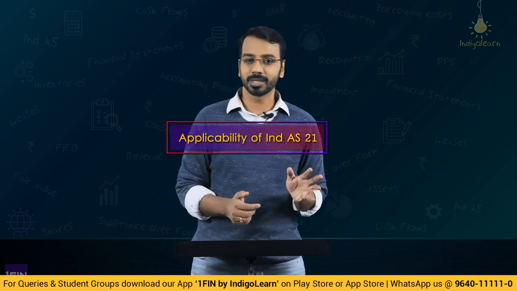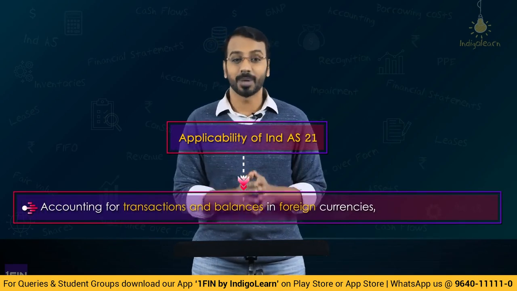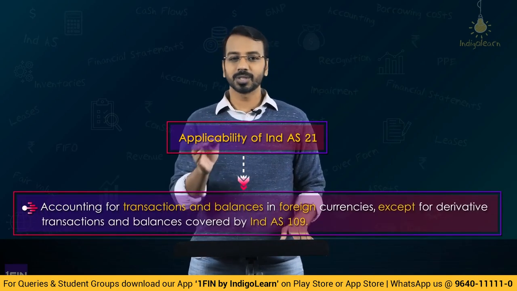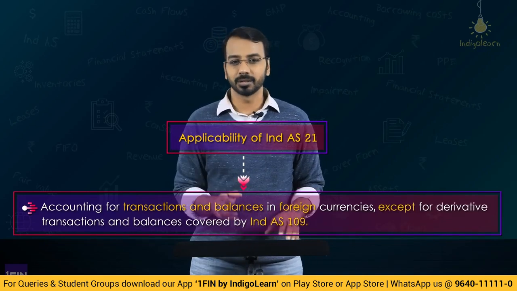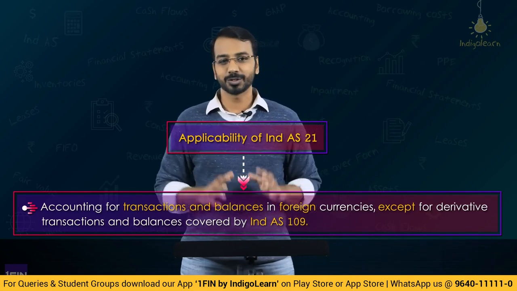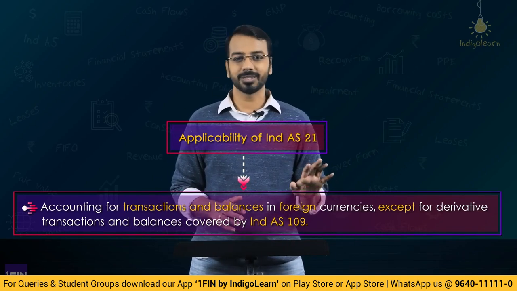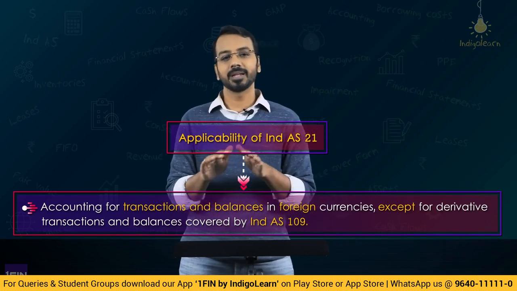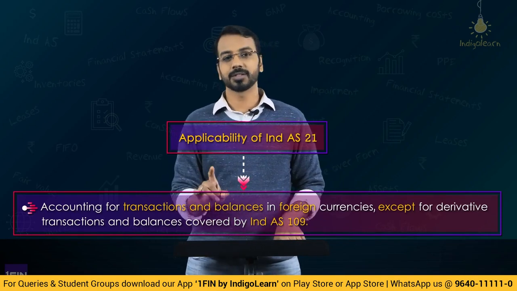So, as far as applicability is concerned or as far as the inclusion is concerned, this standard you would have understood will apply to your foreign exchange transactions, foreign exchange balances, except those which are covered under Ind AS 109. If something is covered under Ind AS 109, for example derivatives, then that will not be covered under Ind AS 21. So, Ind AS 21 will apply to all foreign exchange transactions and balances except derivative transactions which are covered by Ind AS 109. That is the first thing.